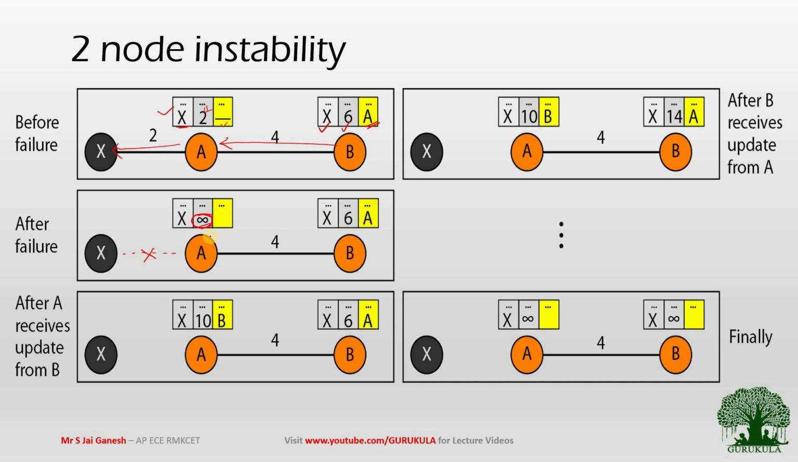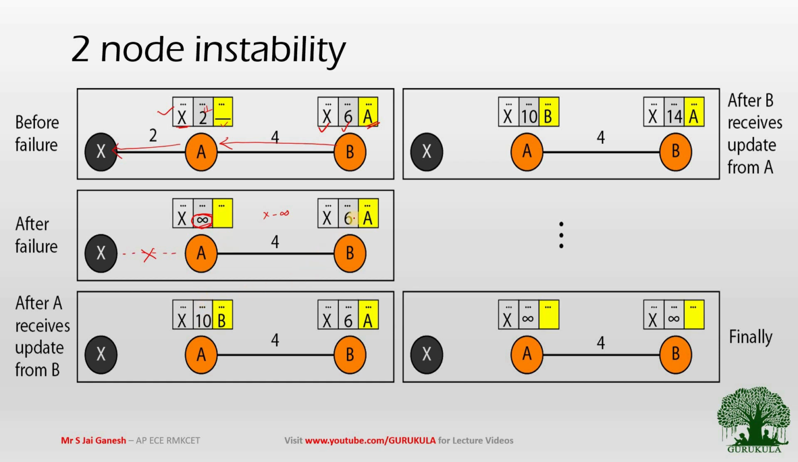Now if A sends its table to B, then B will also update that X is unreachable. If A sends its table first, then there is absolutely no problem. There is no chance of any instability problem if A sends its table first to B. Now, what happens if B sends its information to A before A updates B?